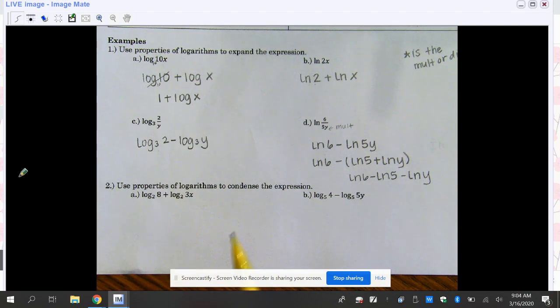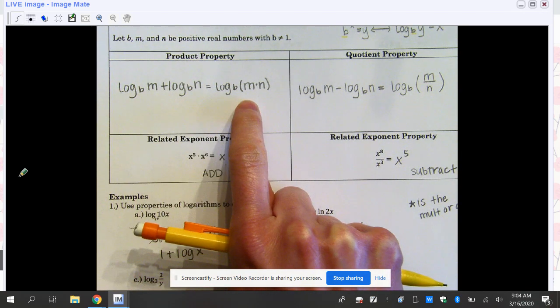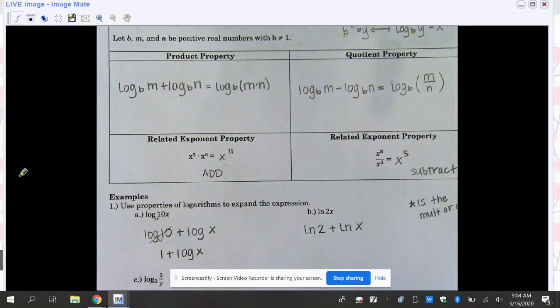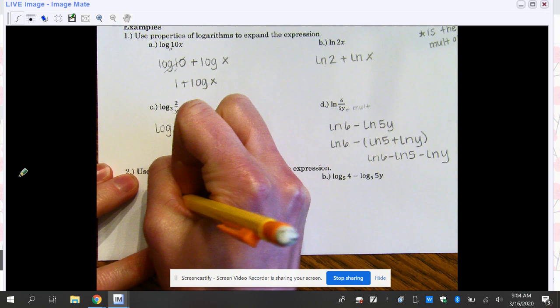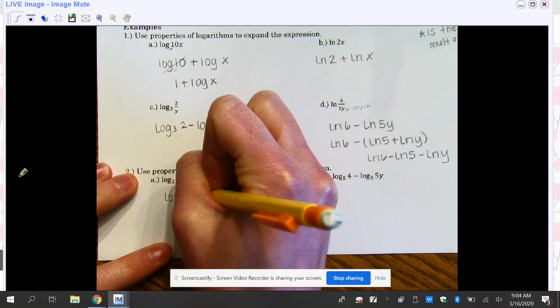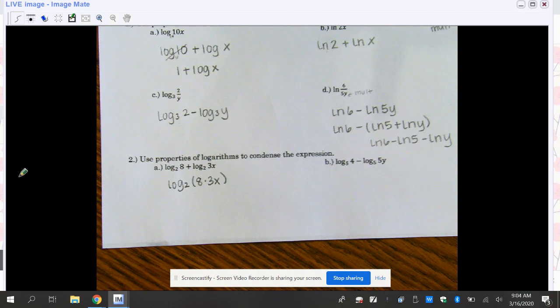So let me think, all right. And when I'm adding two logs right here, I multiply them together to condense it to one. And so if I'm going to now take log base 2, I'm going to write this one out the long way for this first time. So I'm going to multiply 8 and 3x. Okay, well, when I do that, I just get 24x.